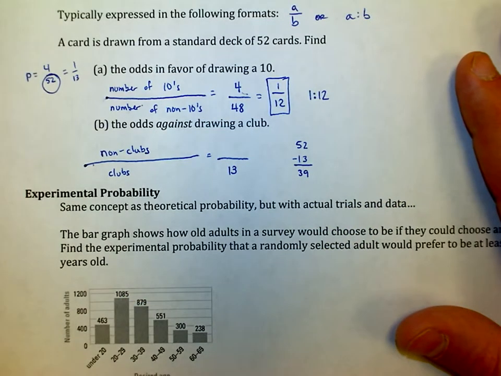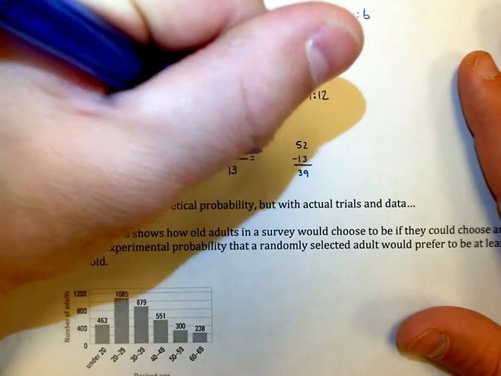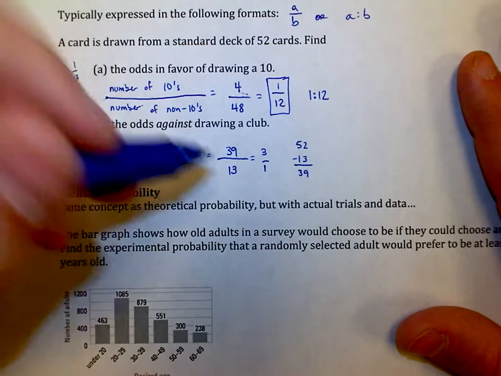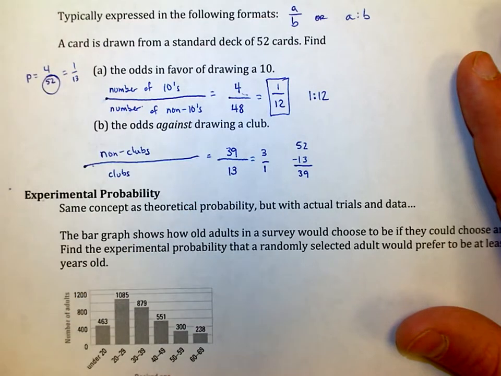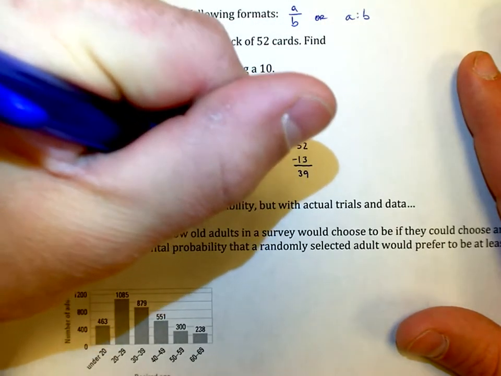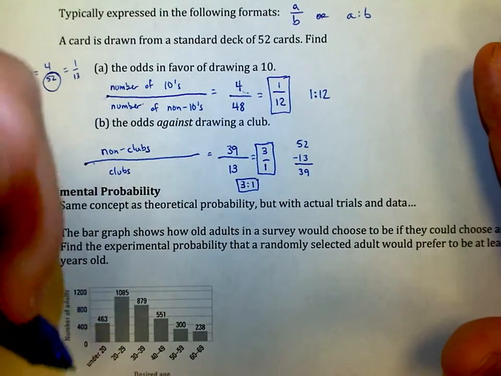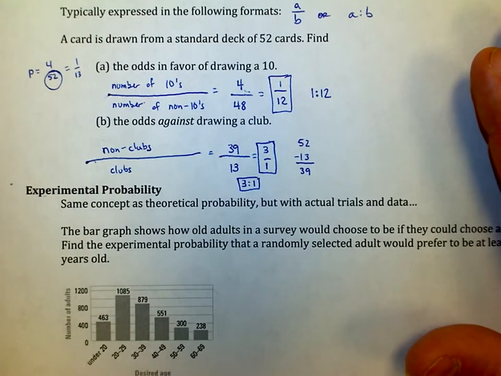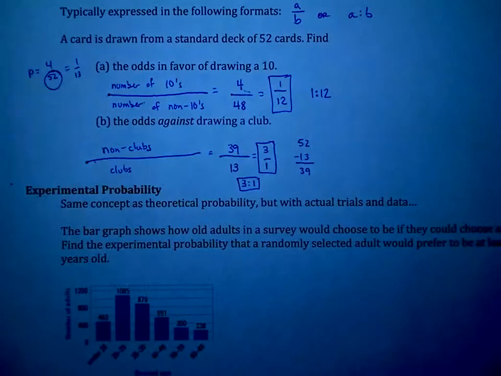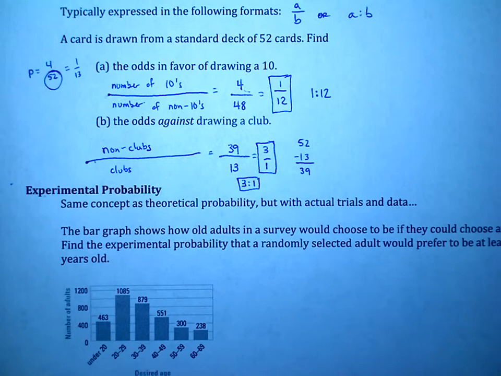52 minus 12 is 40, so subtract one more from that, and I have 39 non-clubs in the deck. Now that reduces to 3 over 1, because 13 times 3 is 39. So the odds against drawing a club would be 3 to 1. That's really how you do these kinds of problems. Hopefully that makes a little bit of sense. Just understand probability and odds don't necessarily mean the same thing, because we're not comparing to the same value. And I think you'll be okay with this.